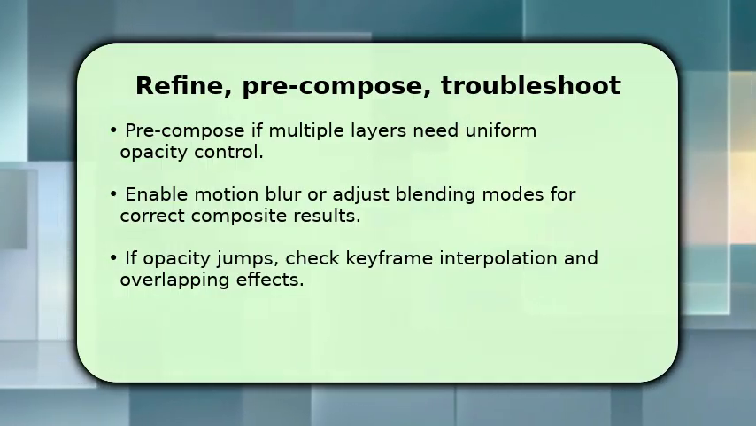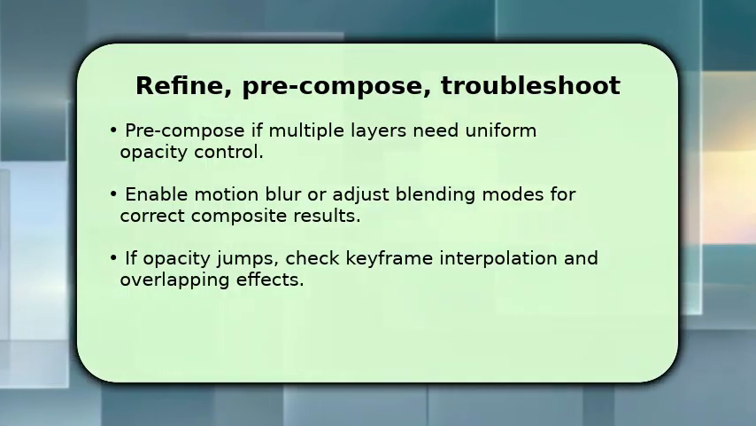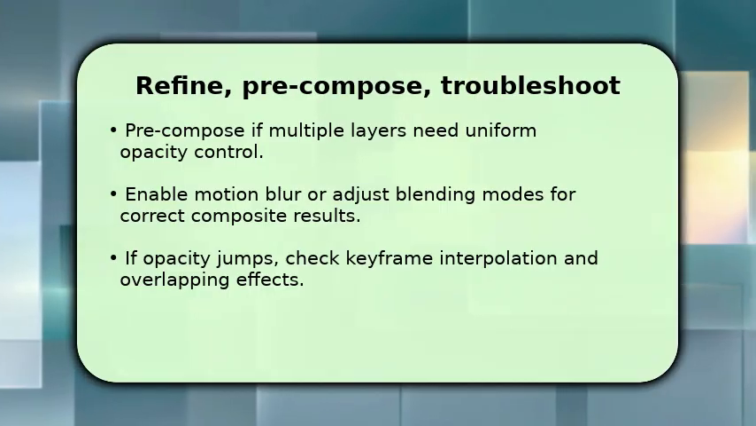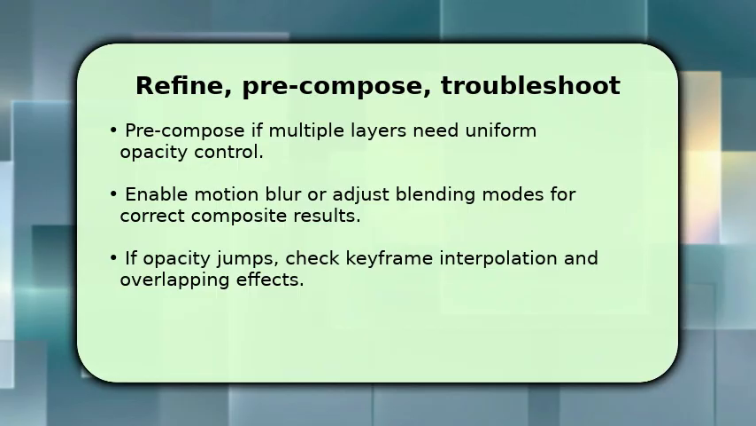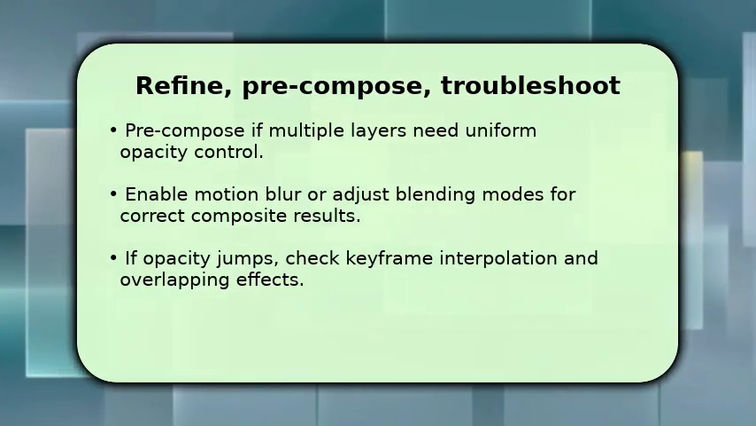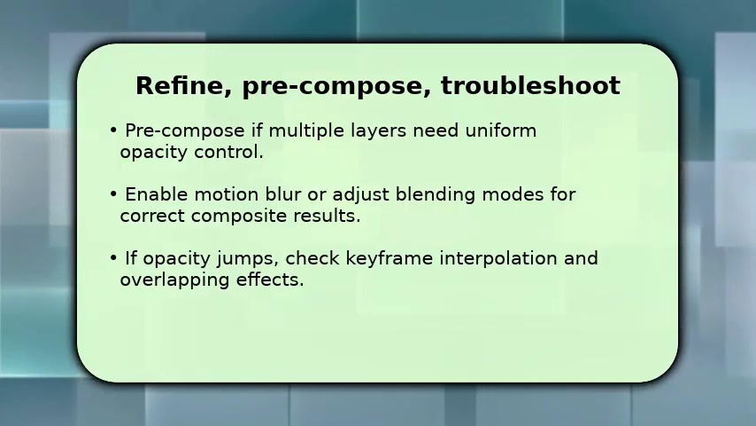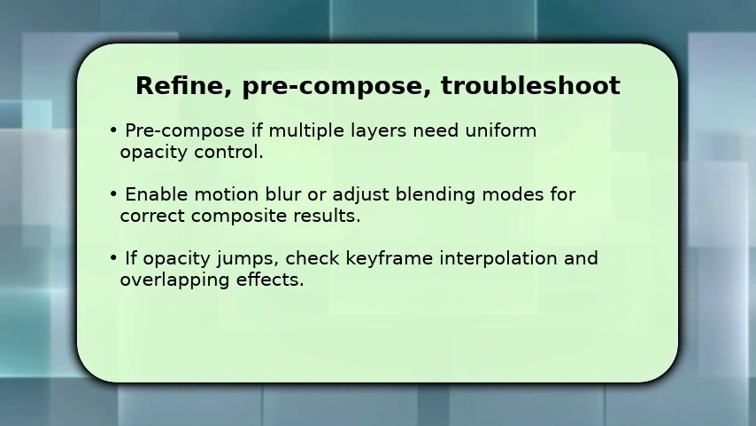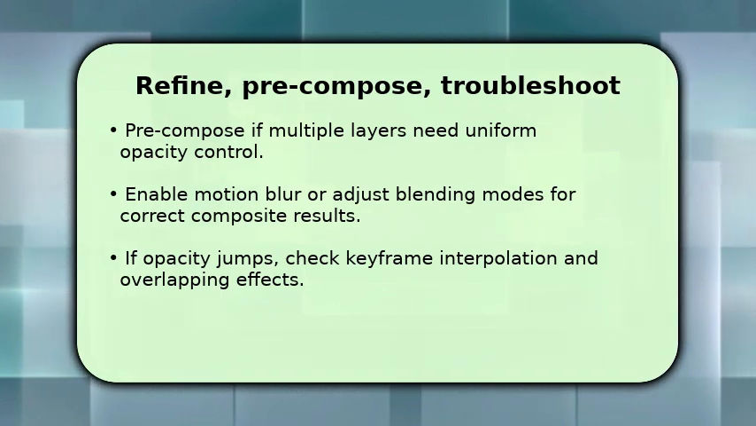affects the final output. If opacity jumps or snaps, inspect keyframe interpolation in the graph editor and remove accidental duplicate keyframes. Also check for expressions or layer parenting that may override values. One quick troubleshooting tip: solo the layer to isolate the problem.